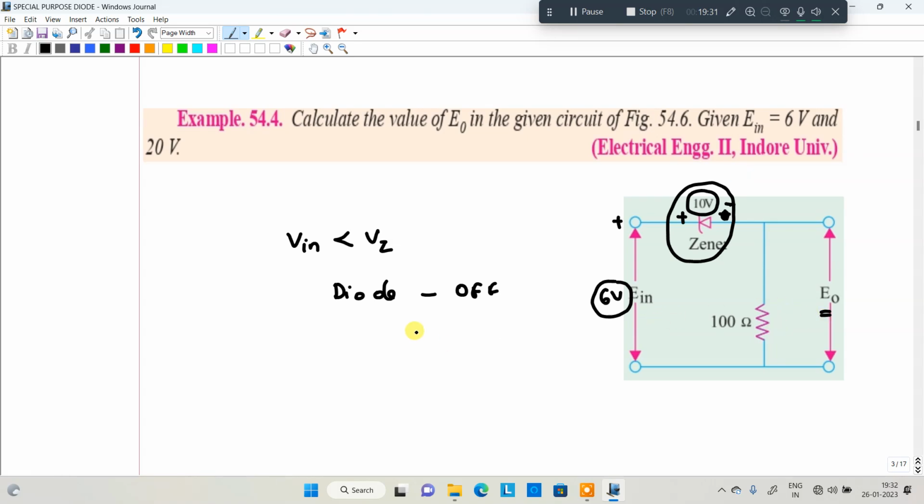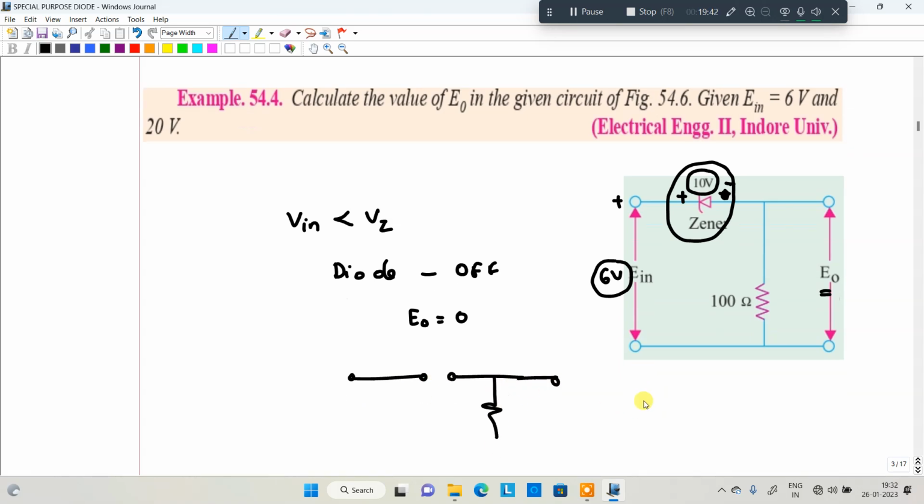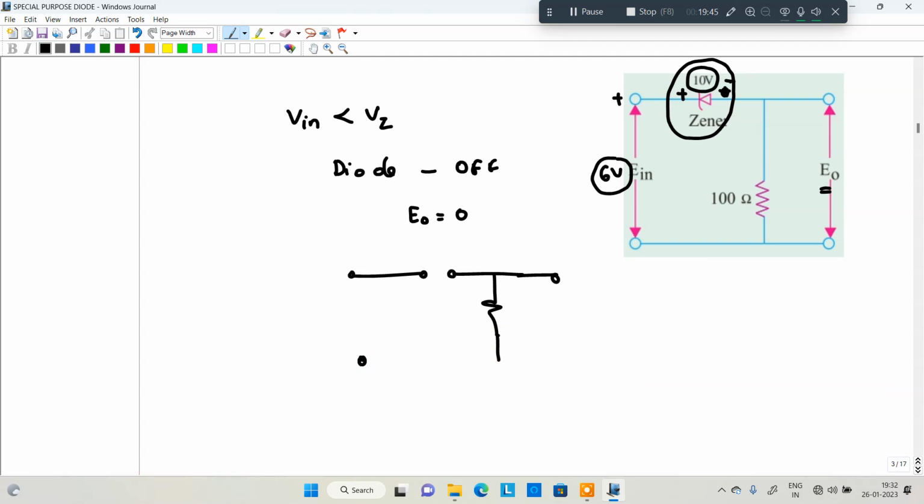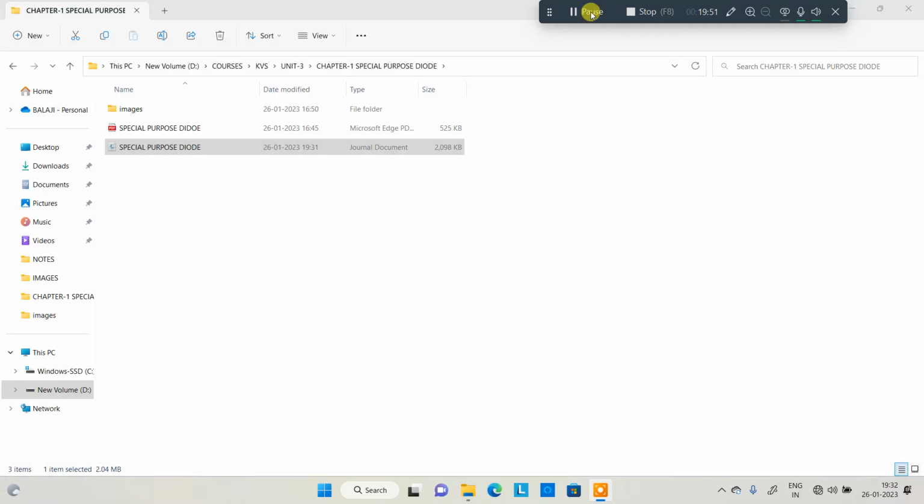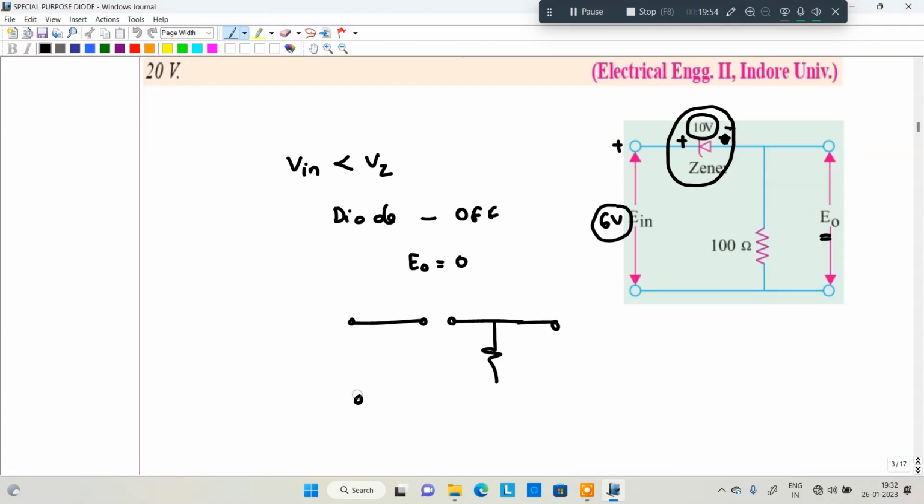What about the E0 value? E0 value is equal to 0. This particular diode is series connected. So whenever it acts as open circuited, our circuit will be like that. Everyone listen carefully. It is a series connection, right? Even though there is 6 volt here, it is open circuited. There is no connection between the input and the output, so E0 is equal to 0. This is the first case, whenever Vin is equal to 6 volt.